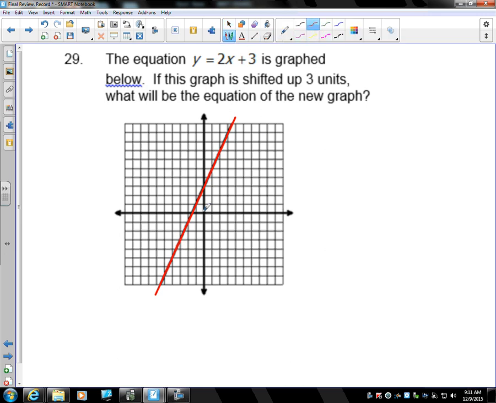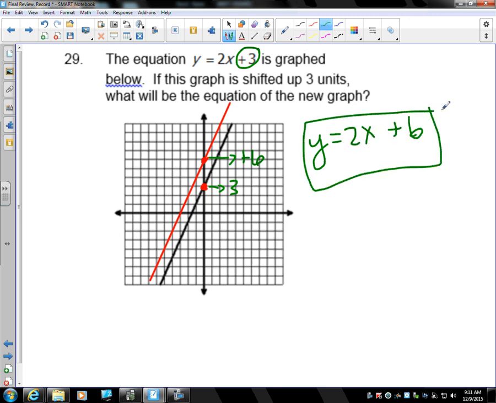So if I'm starting here at 1, 2, 3, if I shift this line up 3 units, I'm going to be at 4, 5, 6. So my new line is going to be here. The slope has stayed the same. The only thing that changed is the y-intercept. The y-intercept went from a positive 3, and we shifted it up by 3, and now it's at a positive 6. So in my equation, the y-intercept of positive 3 is going to change to a positive 6. And that is number 29.